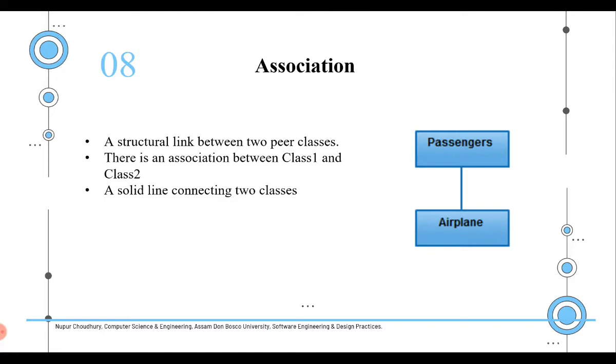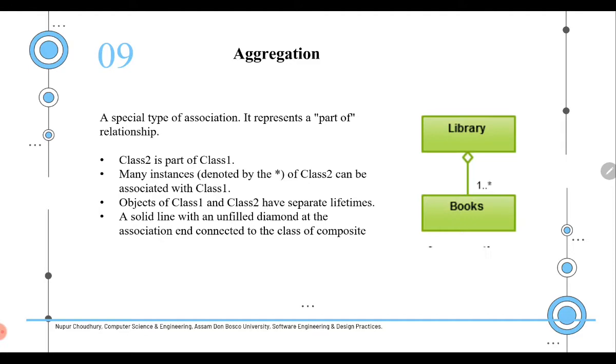Next we have association. This is a structural link between two different peer classes, and there is association between class 1 and class 2. So both of them are peers and both of them are connected. So we call it an association, and it is represented using a solid line. Next we have aggregation. Now aggregation is a special type of association, and it is a part-of relationship. So inheritance is an is-a relationship. Aggregation is a part-of relationship. So class 2 is a part of class 1.